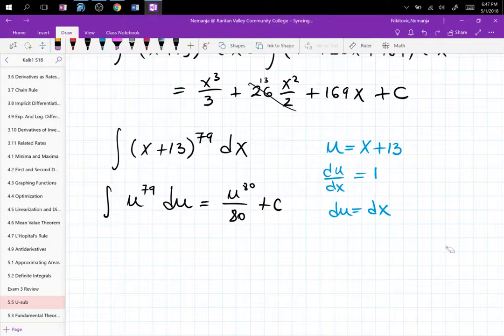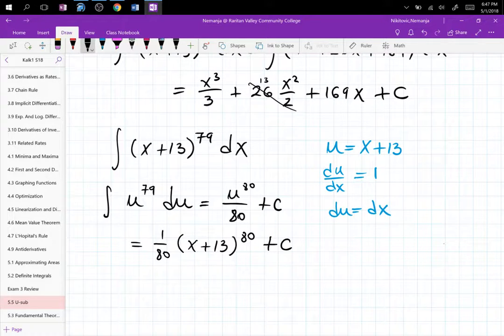But see, the question was posed in x's. Your answer over there is given in u's. So what must you do? You must go back to x, right? Change it back. So we have 1 over 80, and then u is going to be x plus 13 raised to power 80 plus c.